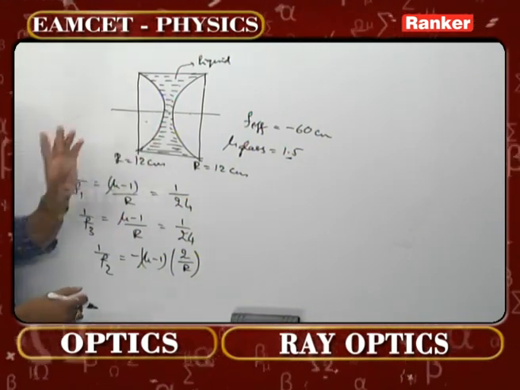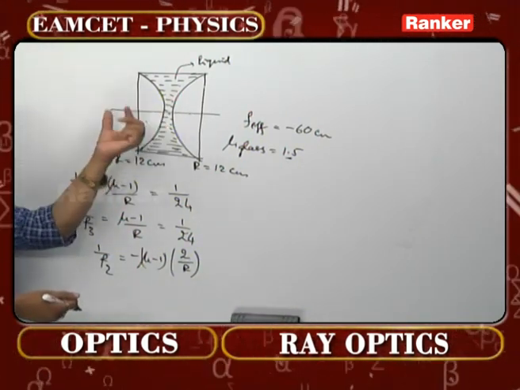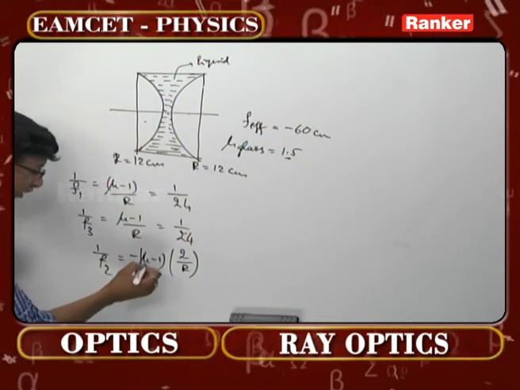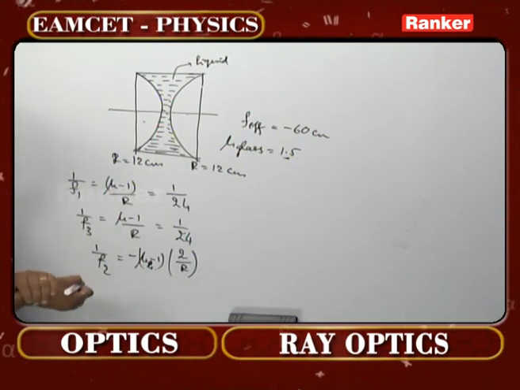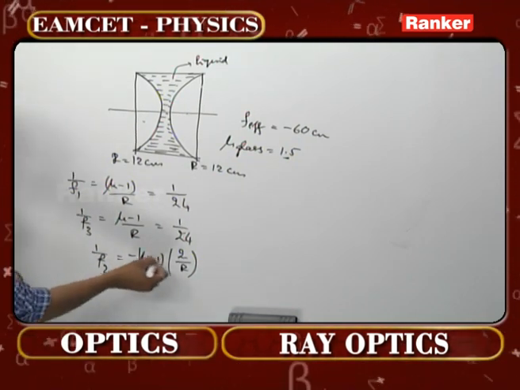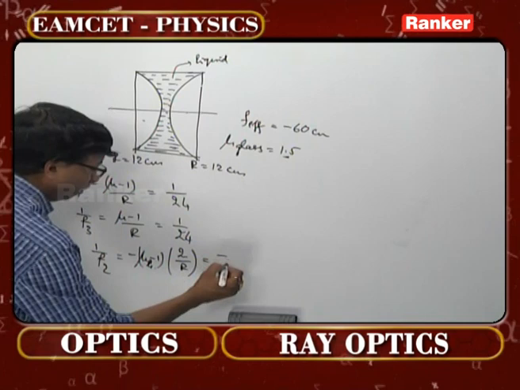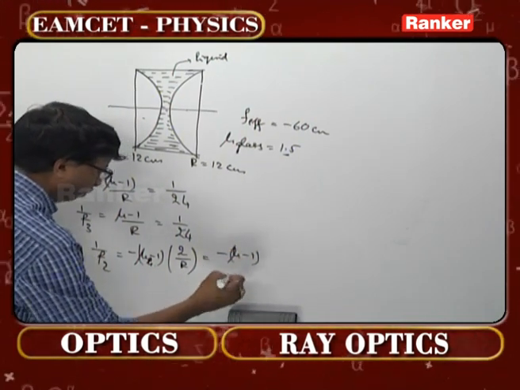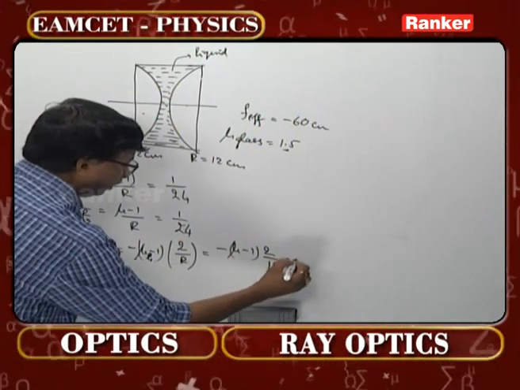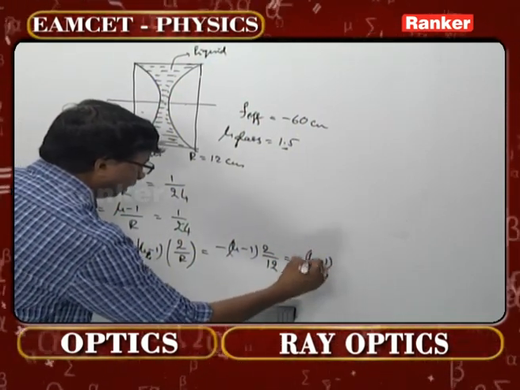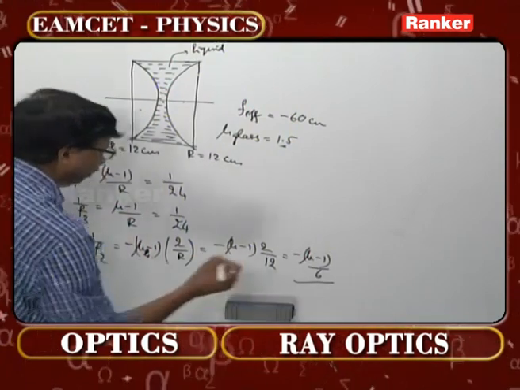Why negative sign? You can guess directly. This is a concave lens as such. What is this mu now to be taken? It is of that liquid which has been taken in between the lenses. Now come on, just to take this one like this, minus (mu minus 1) into 2 by r, r is given 12. So you can even rewrite this one as minus (mu minus 1) by 6.